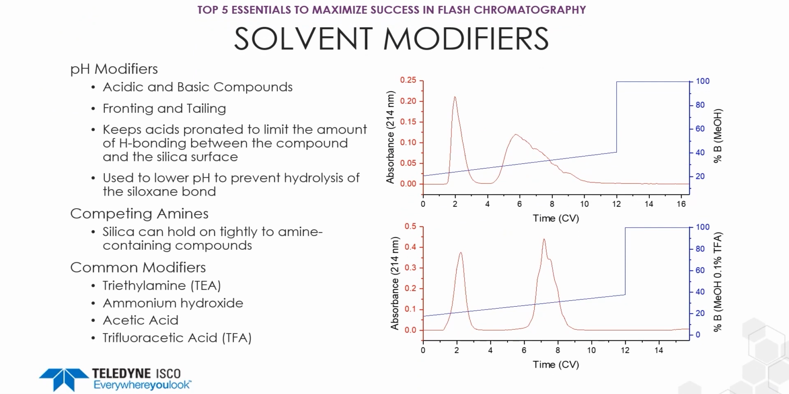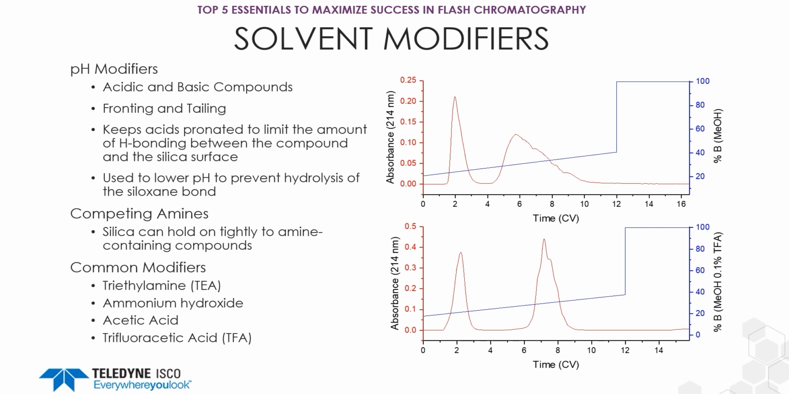We can also use solvent modifiers in our mobile phase to affect the way it interacts with the stationary phase. A common reason you'd want to do this is to affect the pH. A lot of acidic and basic compounds will result in fronting and tailing.